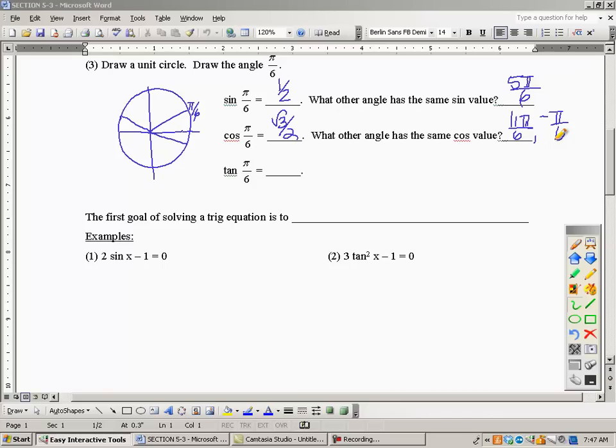The tangent is sine divided by cosine. So 1/2 times 2 over the square root of 3. 1 over the square root of 3 then has to be rationalized. So you get the square root of 3 over 3.